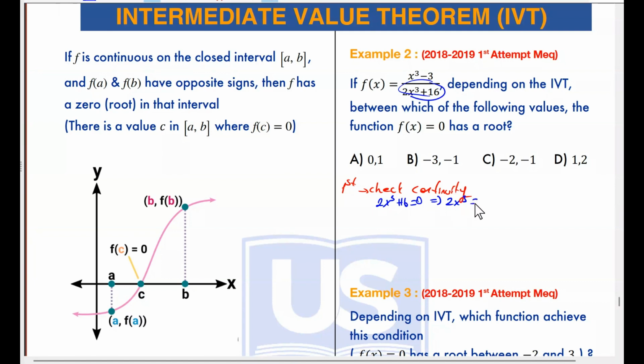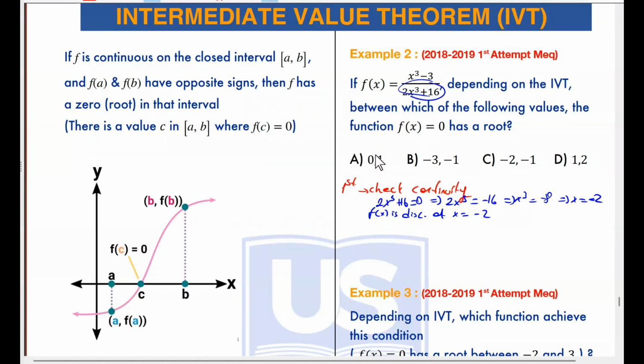What makes 2x cubed plus 16 equal 0? 2x cubed equals negative 16. Divide both sides by 2. x cubed is negative 8. Take the cubic root of both sides. x is equal to negative 2. So the function is discontinuous at x equals negative 2. So I got the point of discontinuity. So in the options, I'll check in which option we have this number. We will eliminate those options.